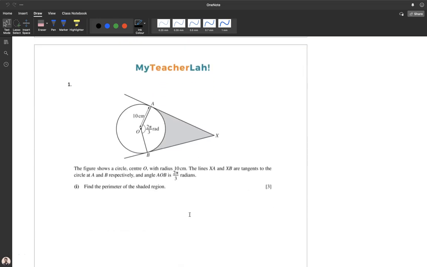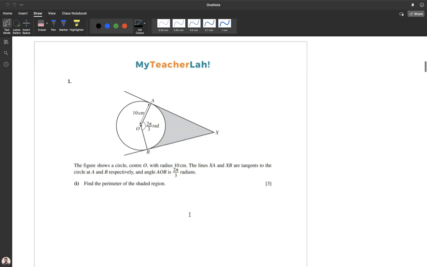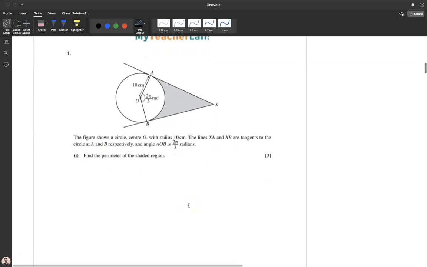Okay, so circular measures is actually one of my favorite topics after differentiation and integration. I don't know, something about circles just intrigues me. Let's get on to it.